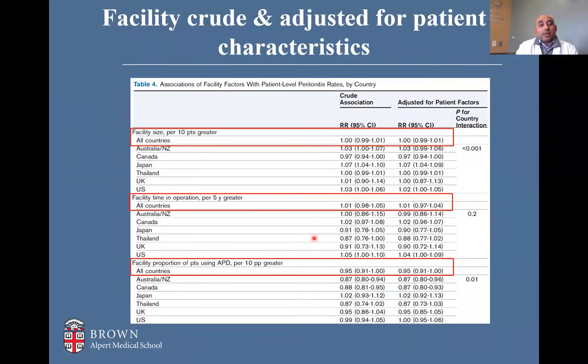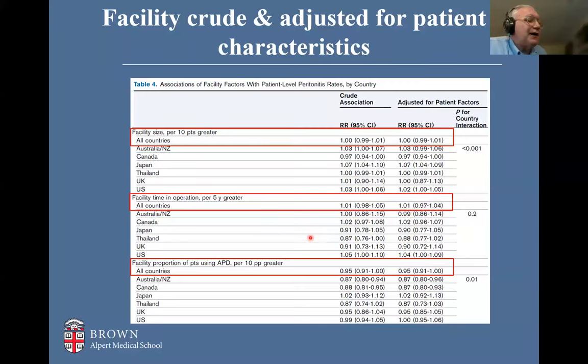So the second is the age of the facility, how long it has been in operation. One 10 years, the other one 15, because the difference here highlighted is 5 years. It did not show any relative risk difference given the confidence interval and also the relative risk of 1.01.